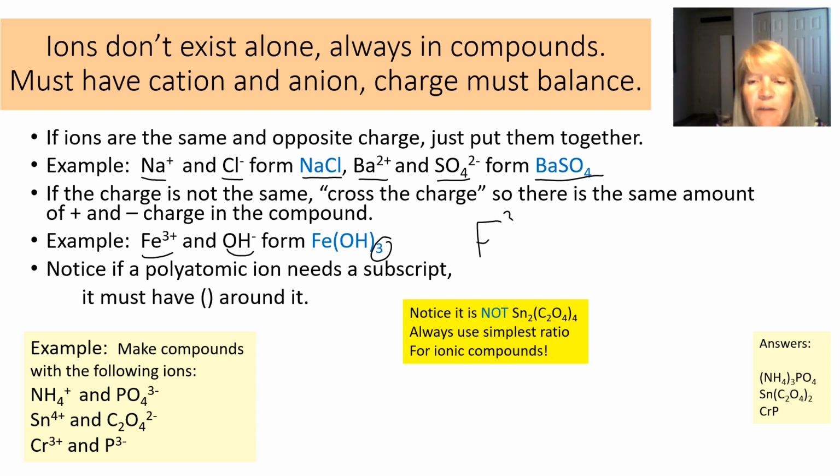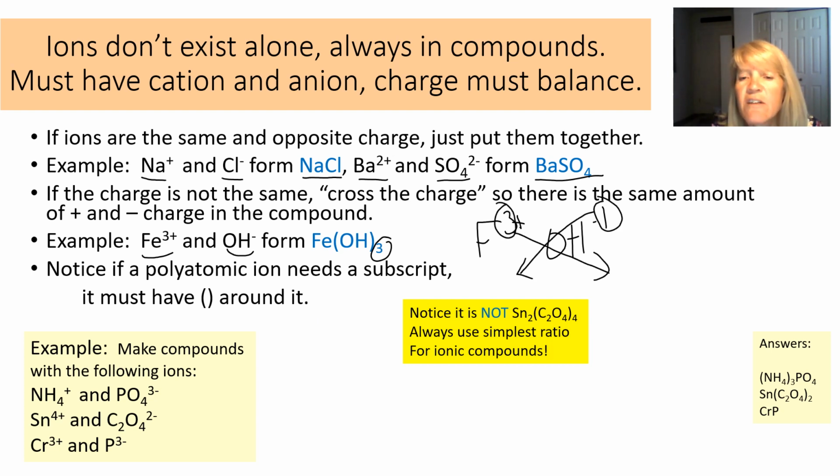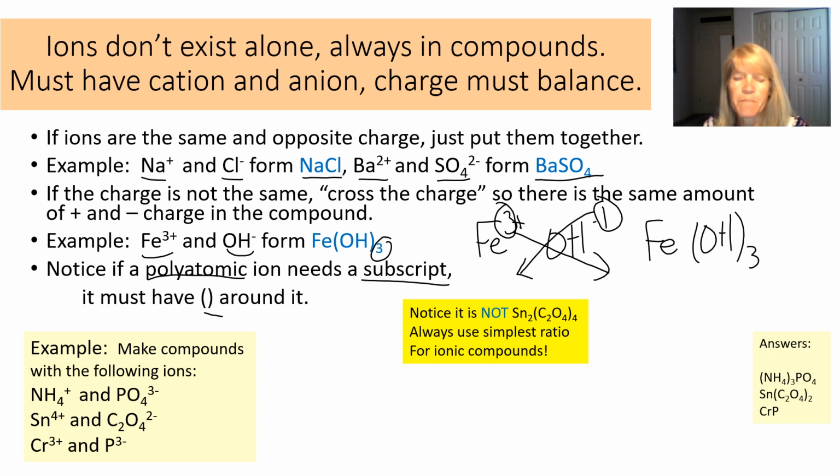So it's called the cross the charge. If we have Fe with the 3+ and OH with the minus, let's call it the -1, even though we don't usually write the 1, the charge on the one becomes the subscript on the other. So it becomes Fe(OH)3. We don't need to write the 1. We need parentheses, otherwise it looks like only the H got the 3 subscript. The whole group got the 3, okay?